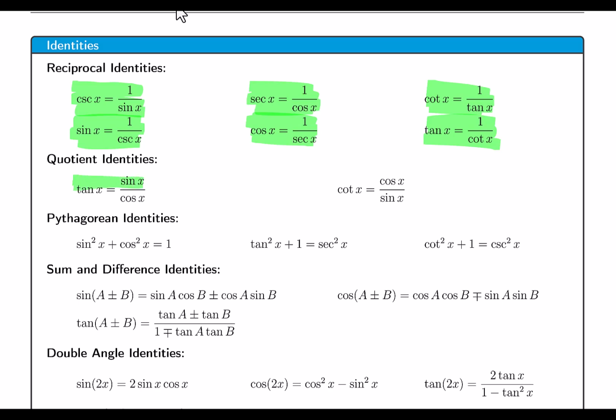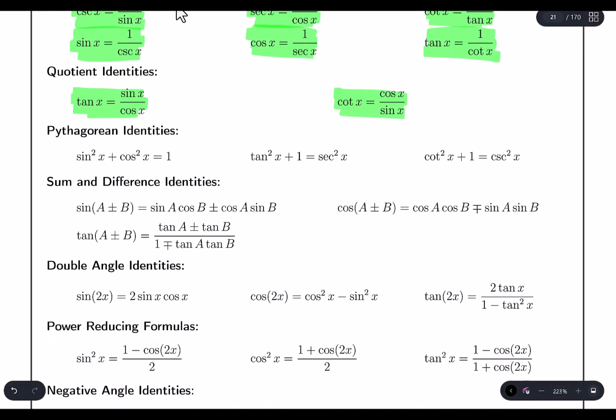Your quotient identities. You need to know that tangent is sine over cosine. And if you know that, that's great, because you also then would know that cotangent would be cosine over sine because it's the reciprocal.